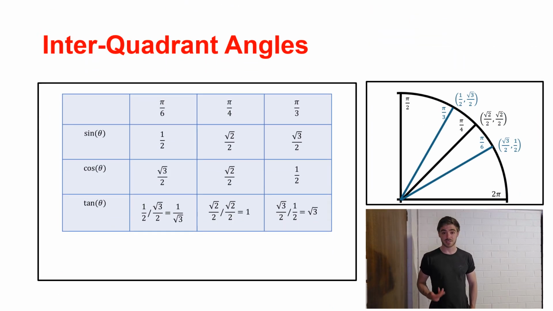Additionally, you'll need to know these 3 inter-quadrant angles for sine, cos, and tan. What this means for you is that you have 3 angles that you need to memorize and 3 exact values that you also need to memorize. So here's how you can do that.